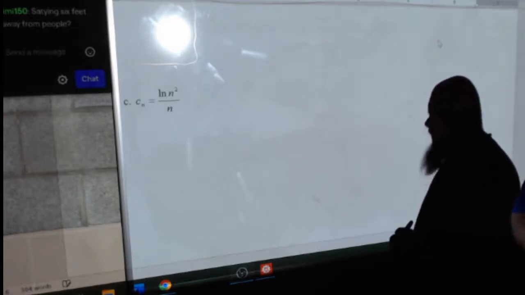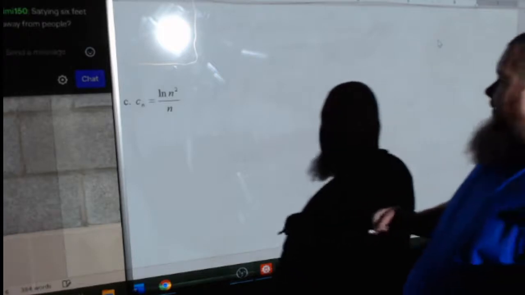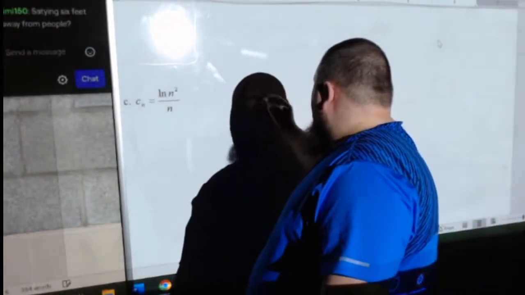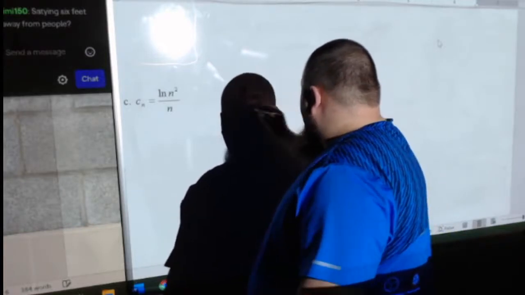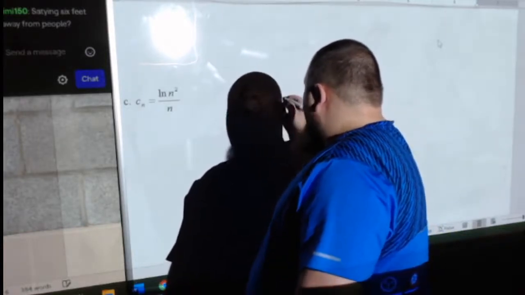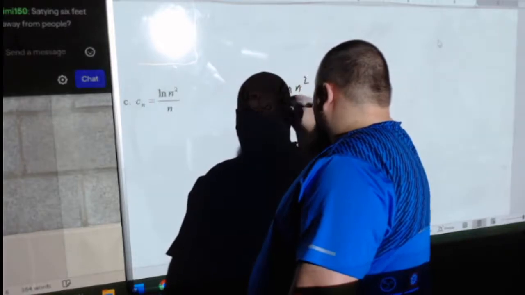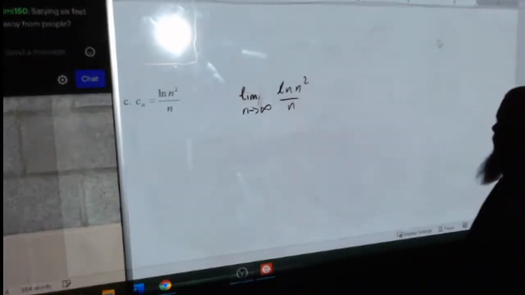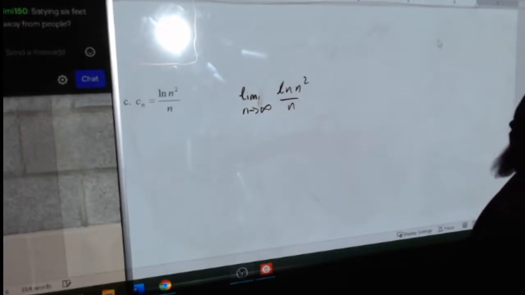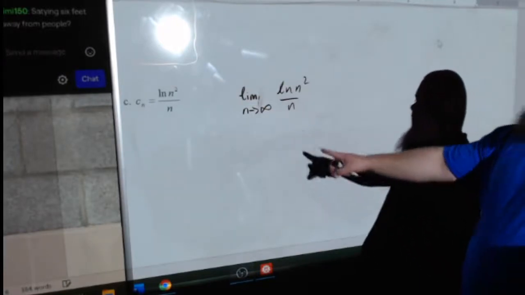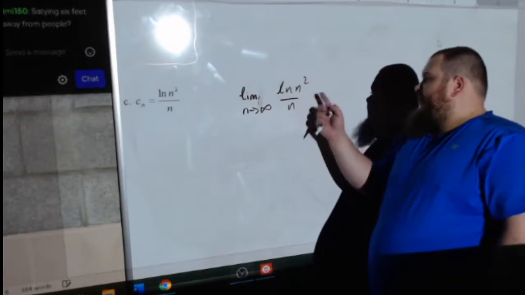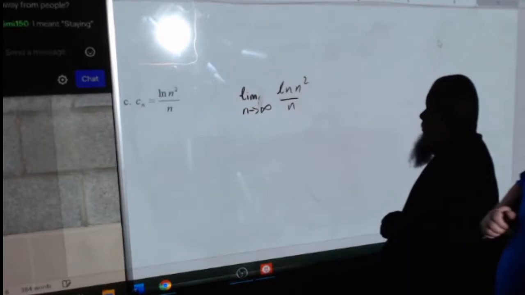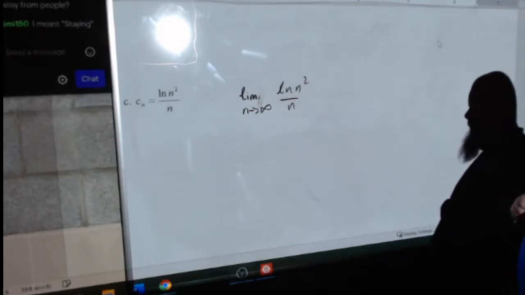Alright, so this one I want to take the limit as n goes to infinity of natural log of n squared over n. If I tried to plug in infinity right now, I get infinity over infinity, roughly. That should tell you to use L'Hopital's rule.